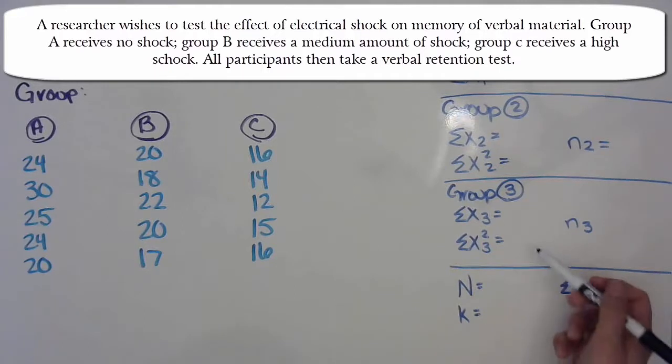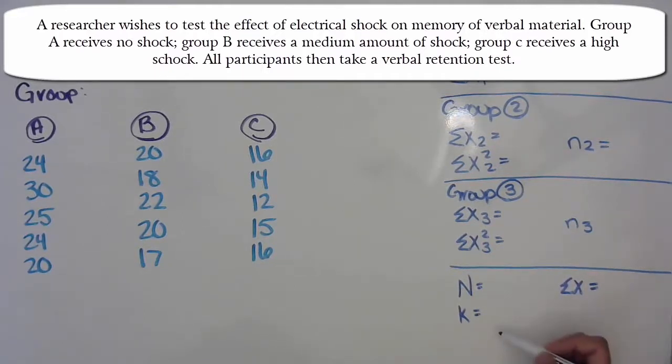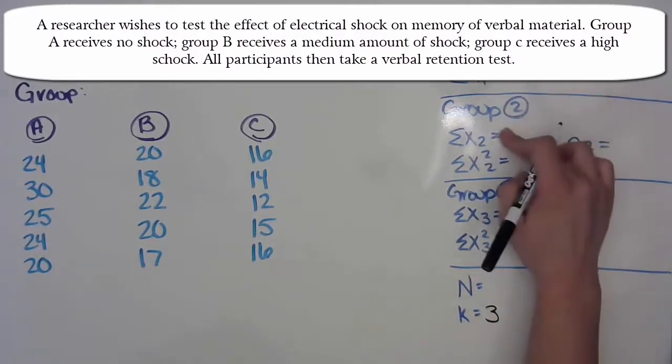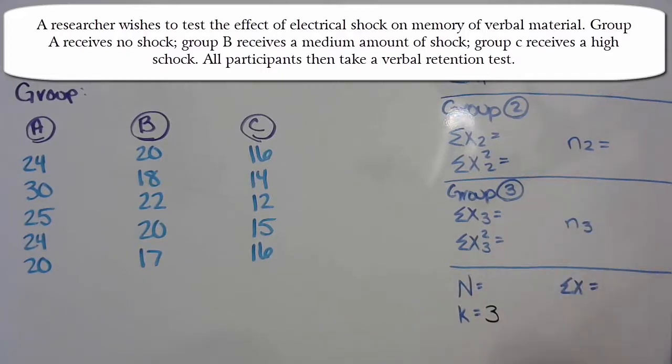And then you do the same for group 3, and then down here at the bottom, you have your large N, which is how many people we have in our study altogether. We have our K value, which is the number of levels of conditions, which we just talked about, and that was 3 levels. And then we have the sum of the raw scores here as well. So this is going to be this value and this value all together. So let's go ahead and get started on that.